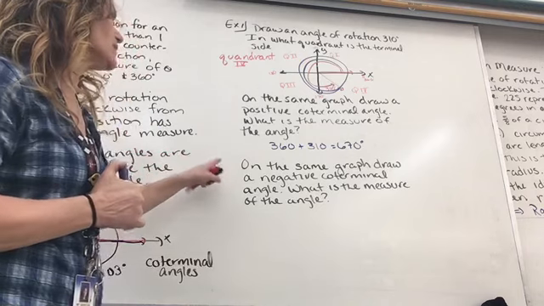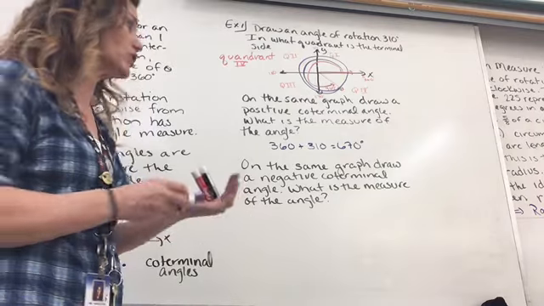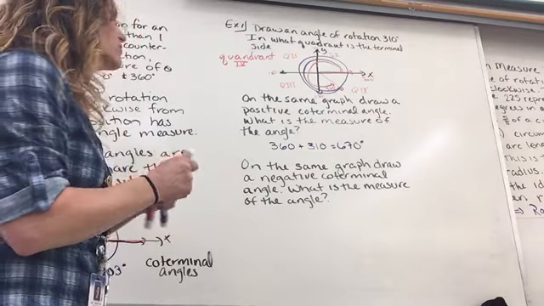Then it says, on the same graph, draw a negative coterminal angle. So the key here is the word coterminal. What is the measure of the angle?